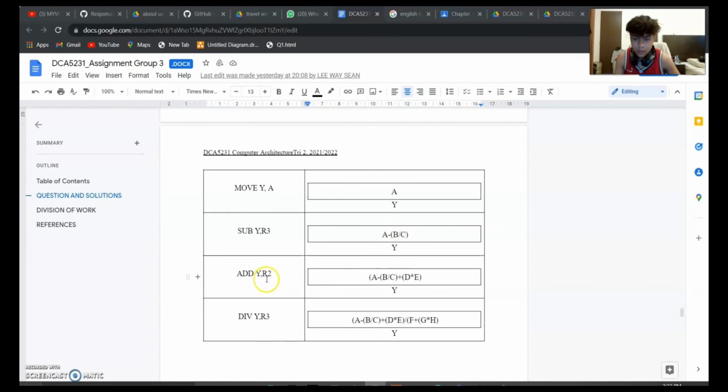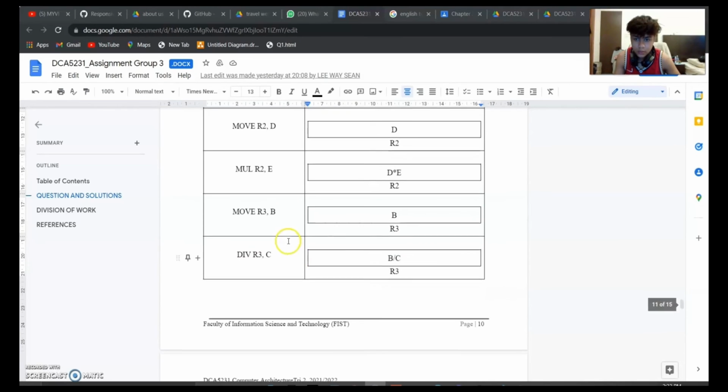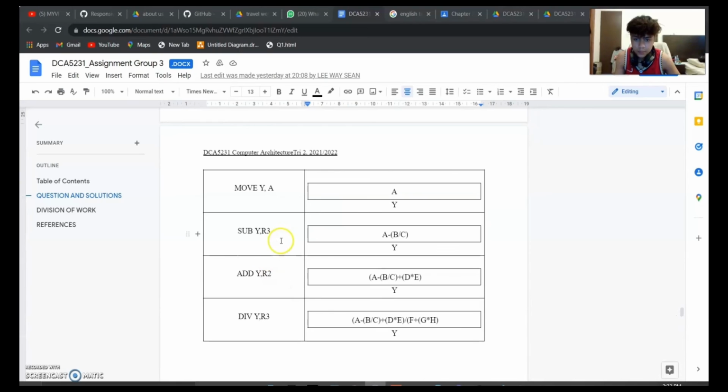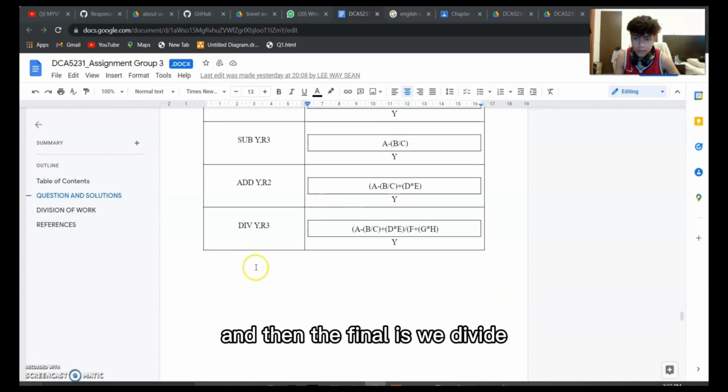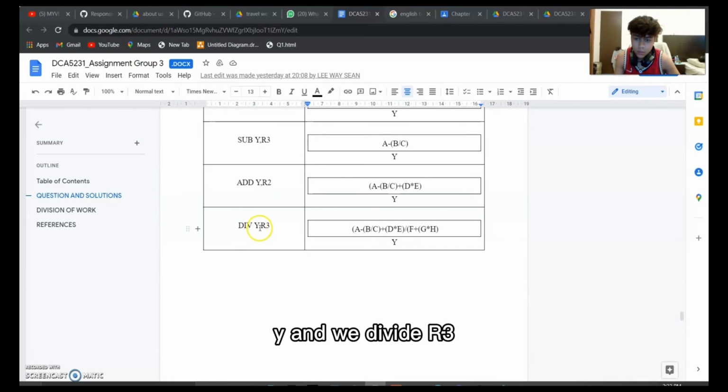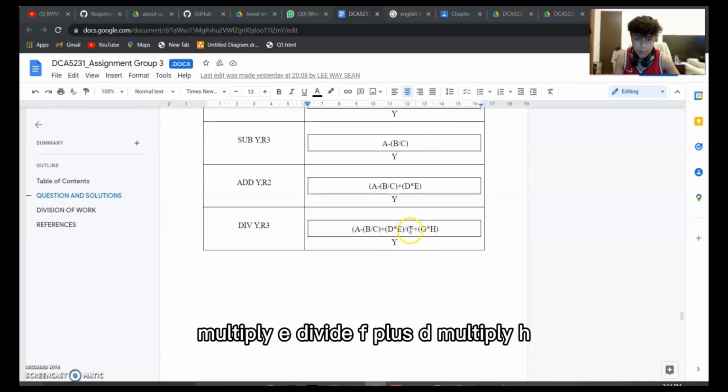And then we add R2, which is the one we did, D multiply E. And then we add Y, which is this one. So A subtract B divide C, add D multiply E, is under register Y. And then the final step is we divide Y by R1, which is this one. So A subtract B divide C plus D multiply E divide F plus G multiply H is in register Y.